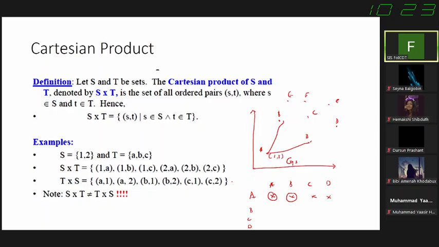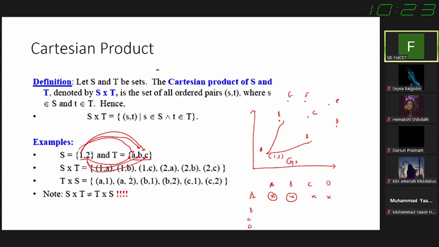To find quite a number of things, okay? So what is that? Simply, if you have a set S and a set T = {A, B, C}, the Cartesian product would be 1A, 1B, and then 1C, and then 2A, 2B, and then 2C, okay?